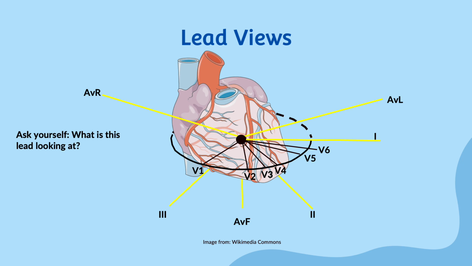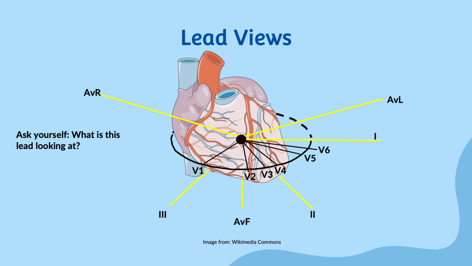Additionally, each one of these leads is considered a positive lead from the viewpoint that I've displayed on the slide at this time. This is important as the direction in which depolarization or repolarization occurs with regards to the viewpoint that a specific lead has will determine whether or not there is a positive or negative deflection on the EKG tracing. I'll say that again. The direction in which depolarization or repolarization occurs with regards to the viewpoint that a specific EKG lead has will determine whether or not there is a positive or negative deflection on the EKG tracing.